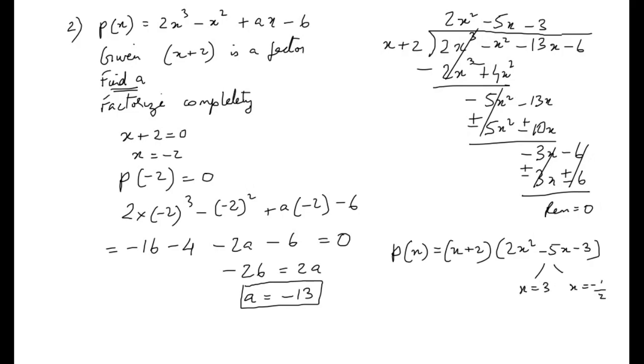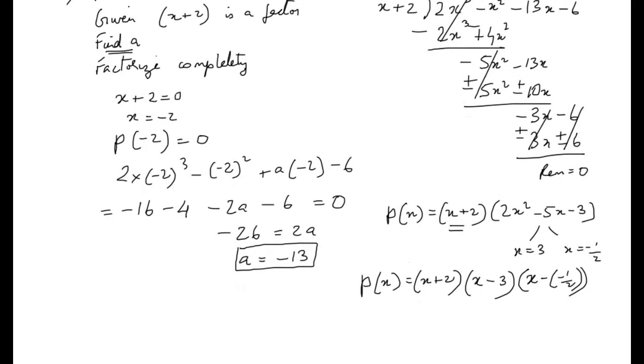Okay, so the factors of P of x are now going to be the first factor, which is x plus 2, and x equal to 3 is the root. If I wanted to write it as a factor, I write it as x minus 3, and x equal to minus half is a root. If I wanted to write it as a factor, I would write it as x plus half. So this is the complete factorization of P of x.